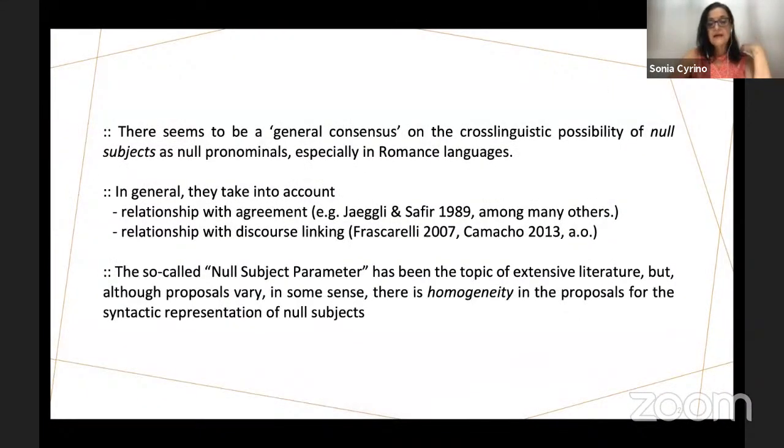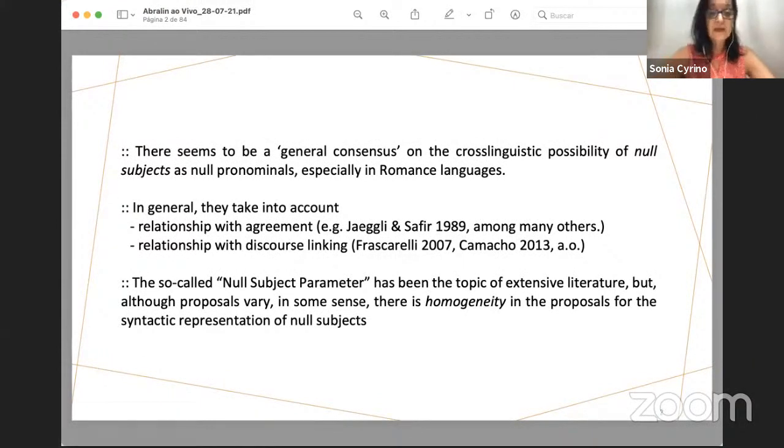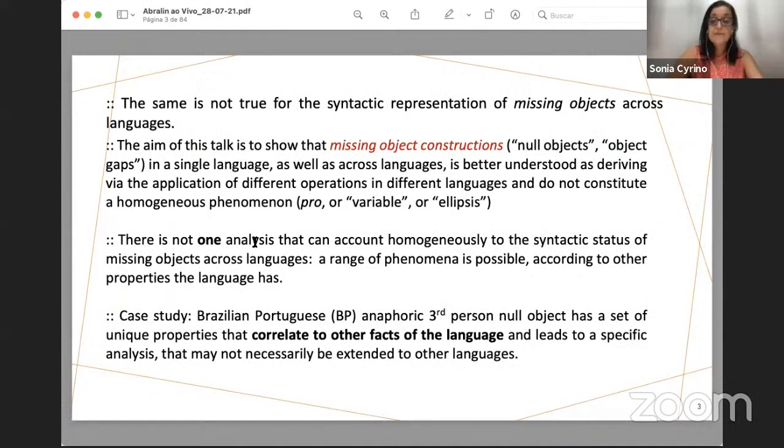Okay, so there seems to be a general consensus on the cross-linguistic possibilities of null subjects, as null pronominals, especially in Romance languages. In general, these proposals take into account the relationship between the null subject and agreement, or the relationship of the null subject with discourse linking. So the so-called null subject parameter has been the topic of extensive literature, but although proposals vary very much, in some sense there is some kind of homogeneity in the proposals for the syntactic representation of null subjects, as little pro, or as null arguments. But the same is not true for the syntactic representation of missing objects across languages.